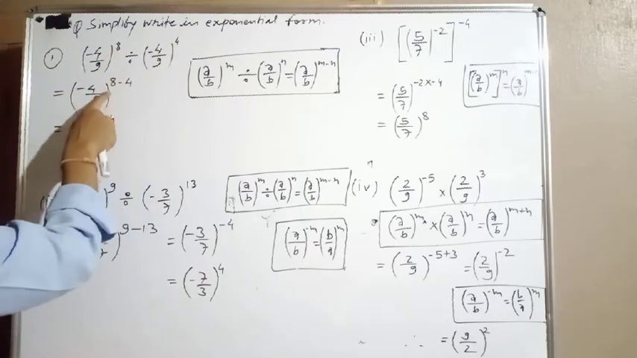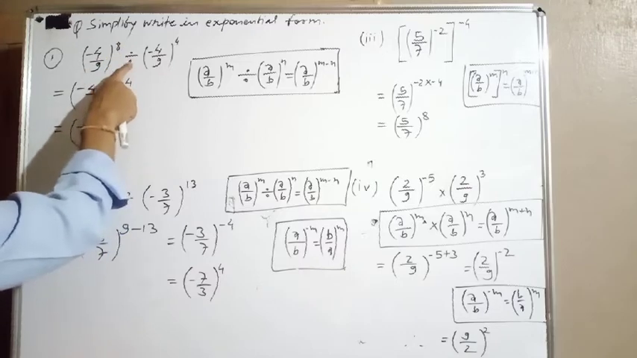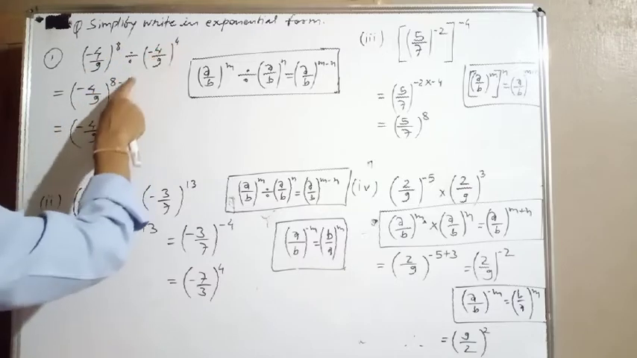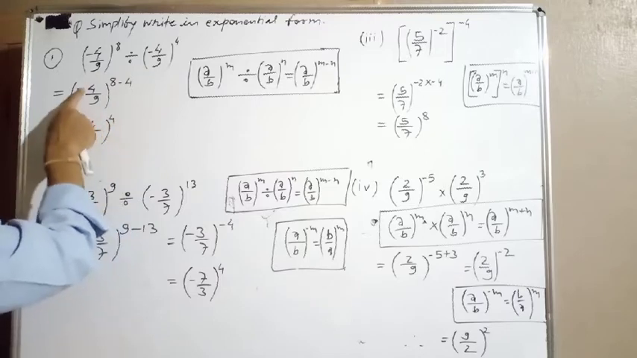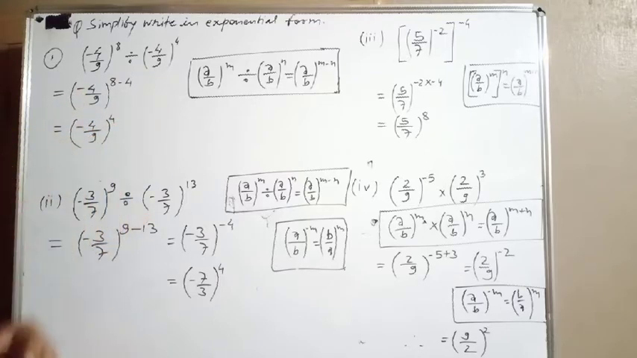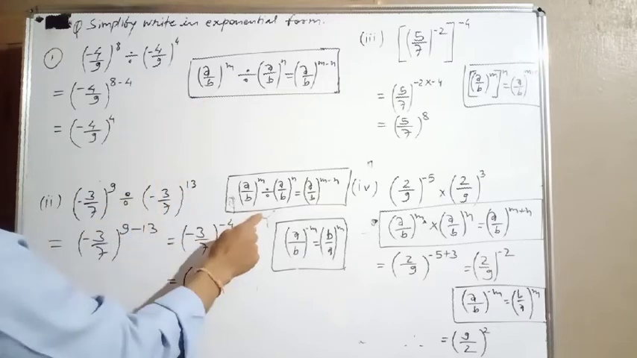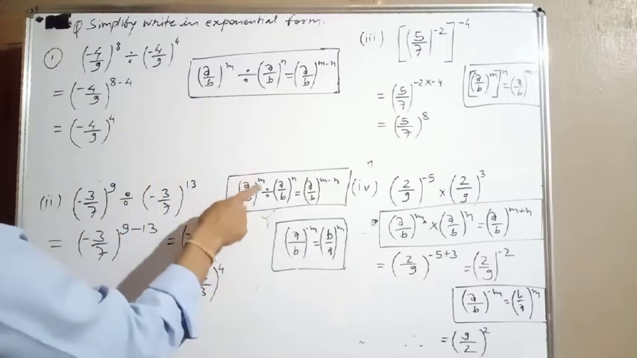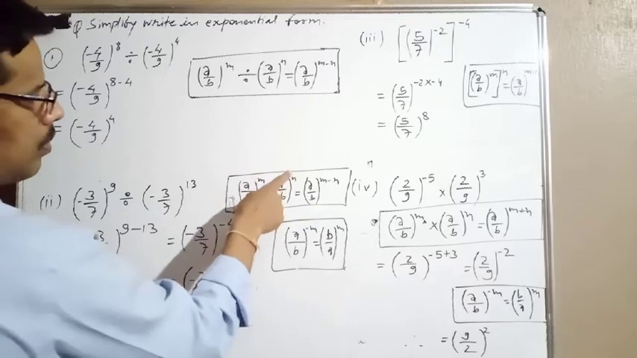Base power 8, minus sign because a division sign is there, then 4. 4 from 8, what do we get here? Minus 4 upon 9 power 4. This is our required answer. In the second question also, we will use the same formula I have written here: a upon b power m divided by a upon b power n.